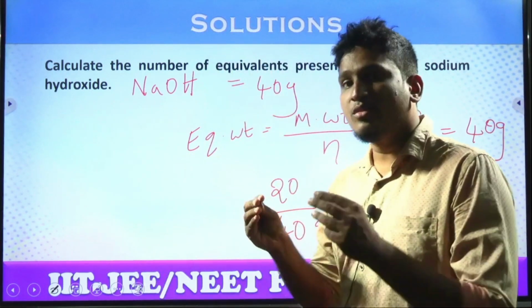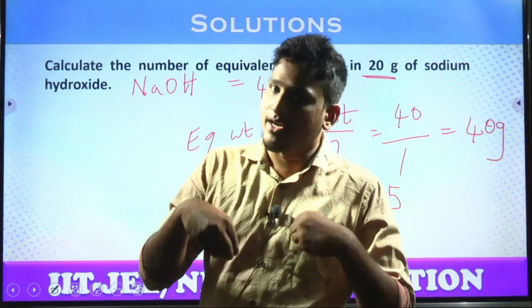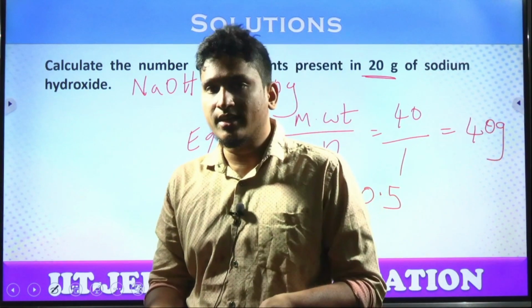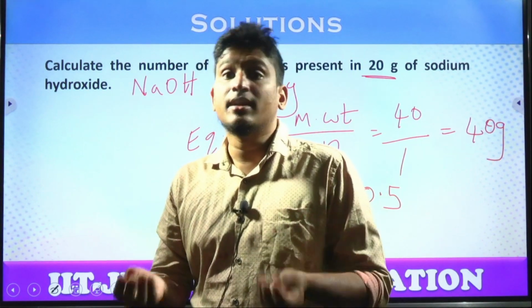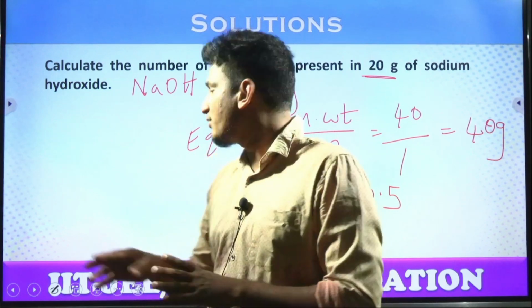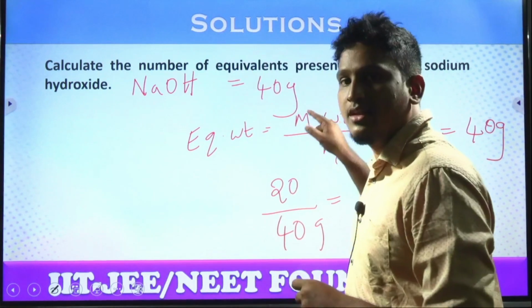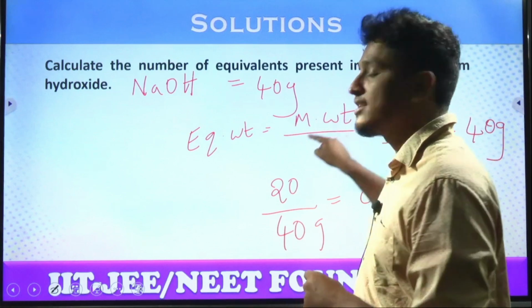So the number of moles is given weight by molecular weight. Gram equivalents is given mass by gram equivalent mass. How to find the gram equivalent mass? Molecular weight by the N factor. This is what we already discussed in the previous slides.